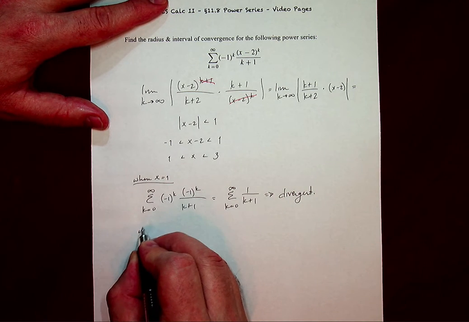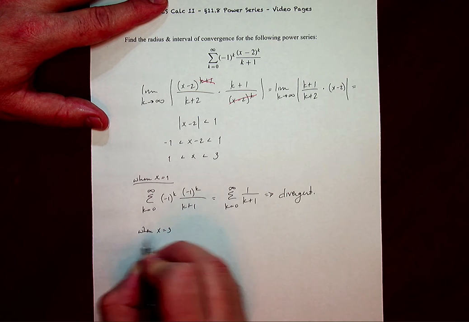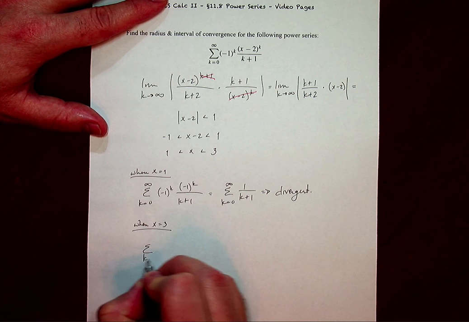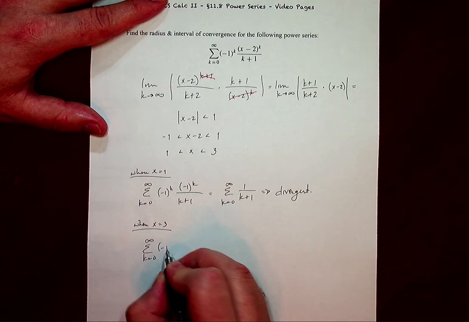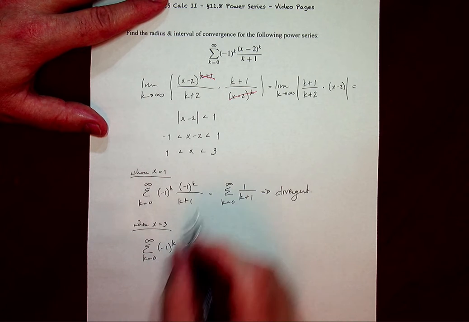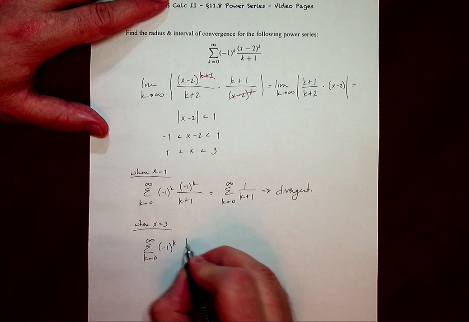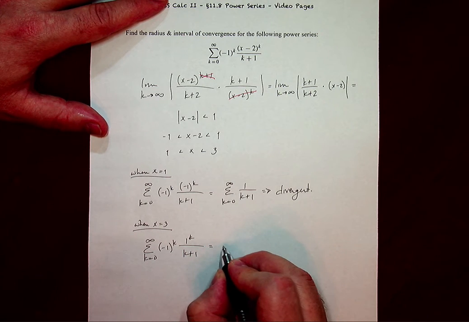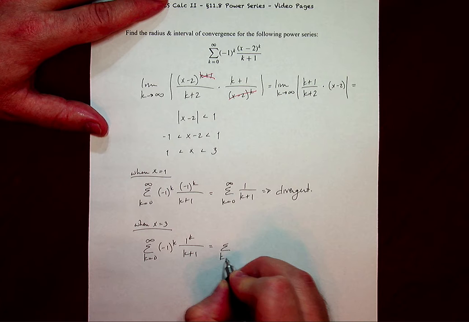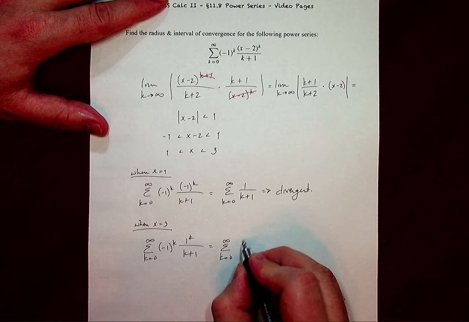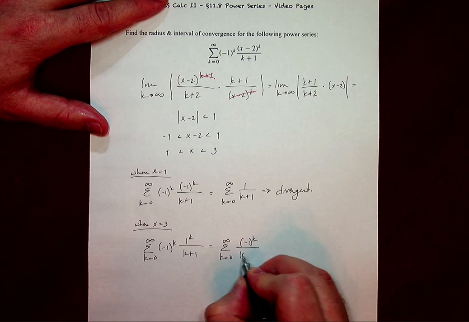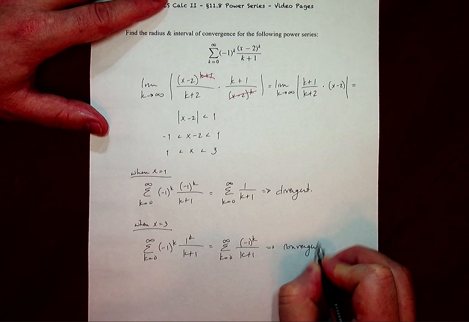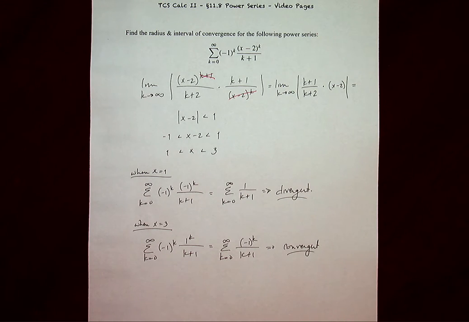So when x is equal to 3, we have k equals 0 to infinity of negative 1 to the k, and up here, 3 minus 2 is just going to give us 1 to the k, or just 1. Now this winds up being the alternating harmonic series. Well, alternating harmonic is convergent, right? We've talked about that, and I've even shown you that visual proof of it.